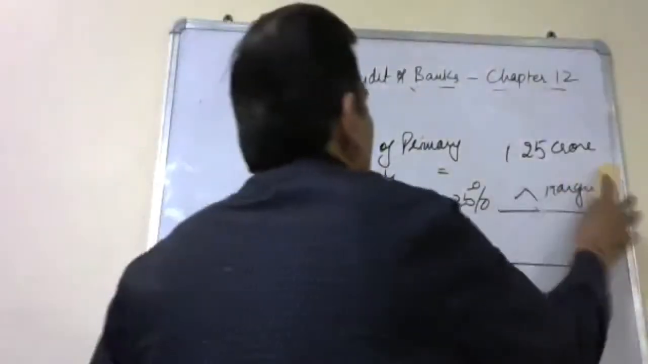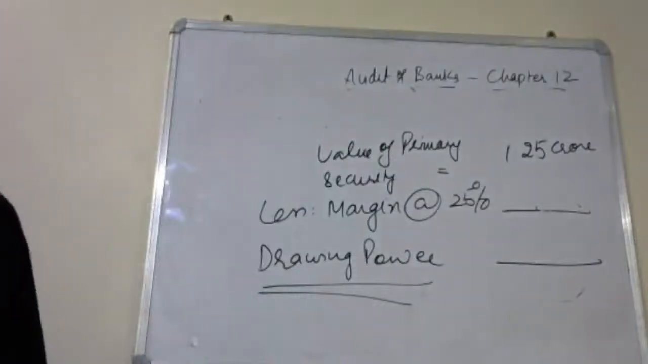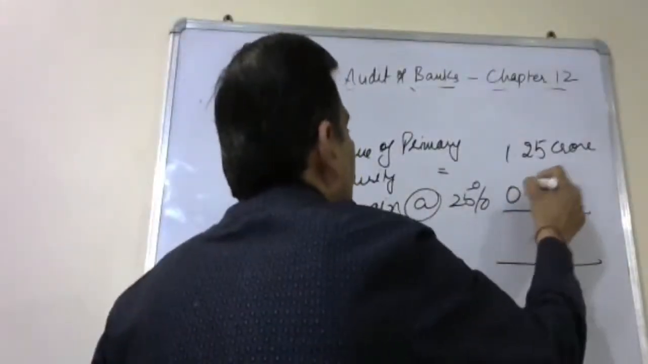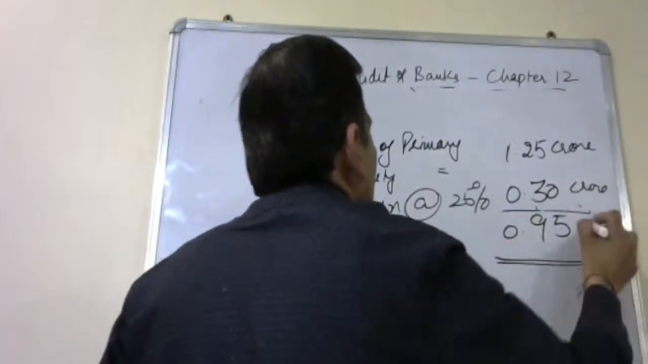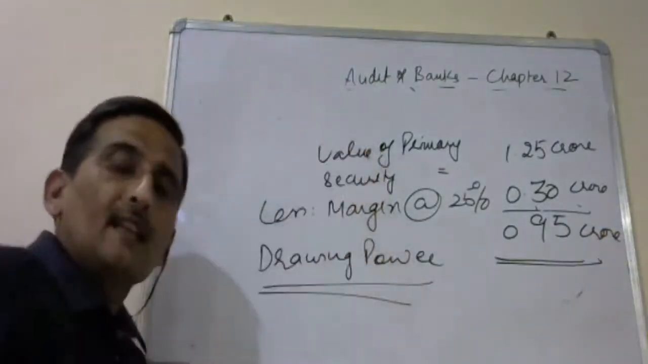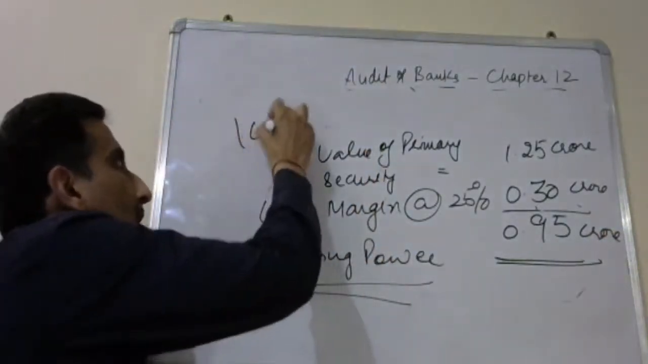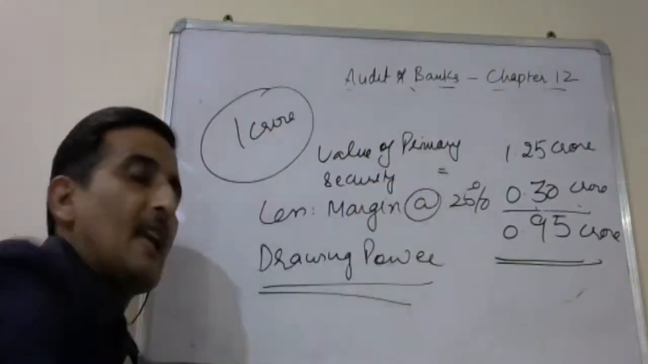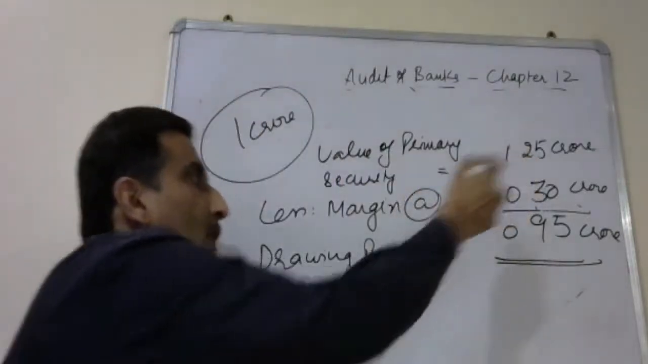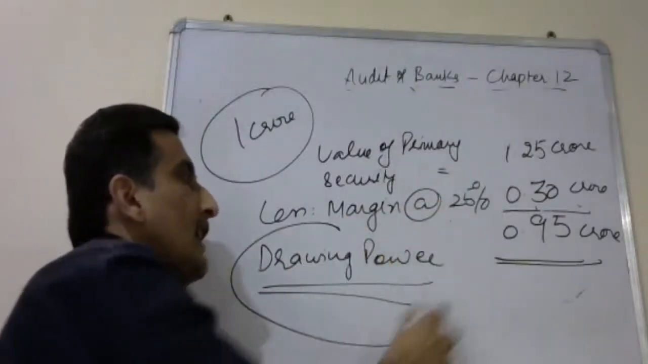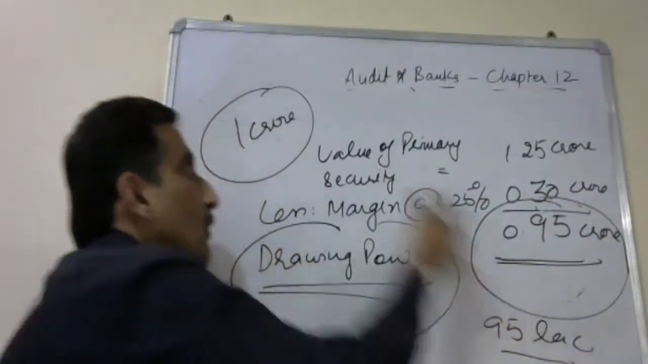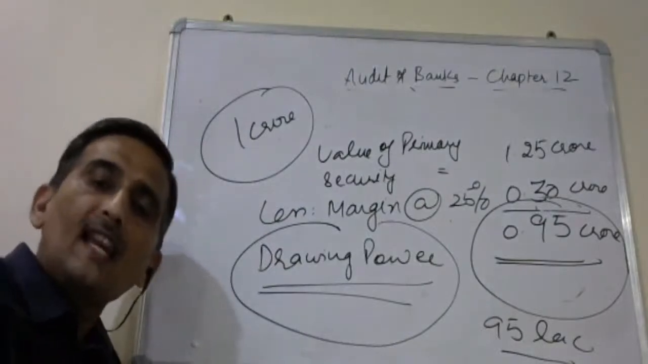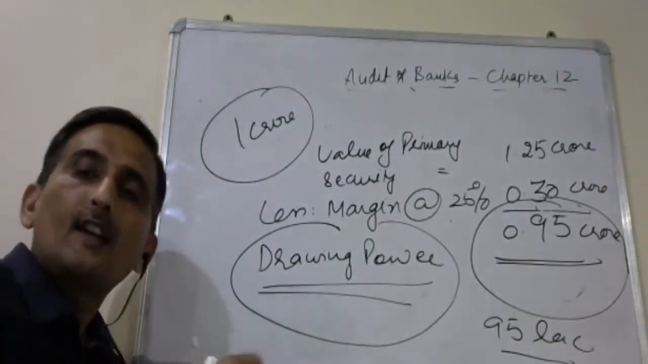So is that clear? So what would be drawing power here? Drawing power would be 95 lakhs. So although the sanction limit in this case is 1 crore, the borrower is submitting a stock statement of 1.25 crore, then after reducing margin, drawing power would be 0.95 crore or 95 lakhs. So the borrower would be able to use his limit only up to 95 lakhs, not up to 1 crore.